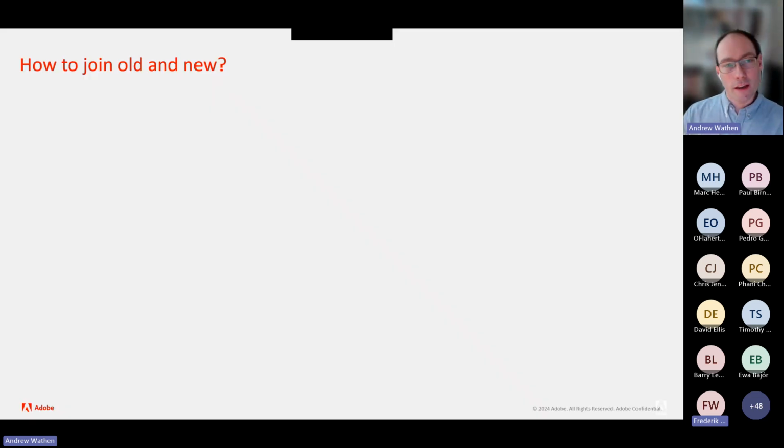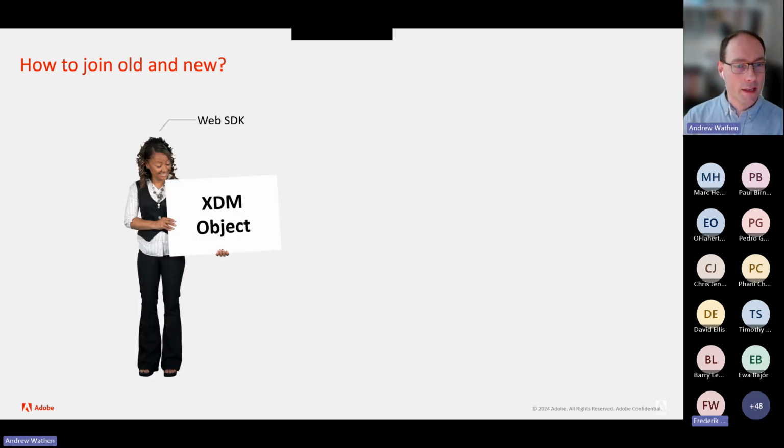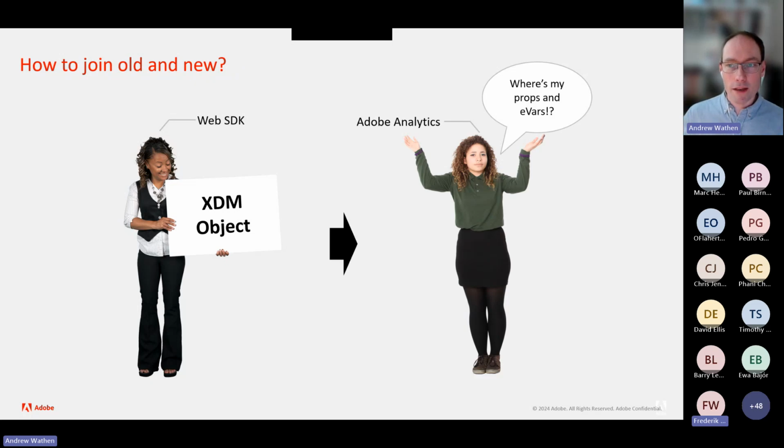So probably our biggest challenge is this one. It's joining old and new together. So what we have is Web SDK coming along with a shiny new XDM object, and Adobe Analytics is where's my props and evars? Basically, we've somehow got to join the old and the new together.